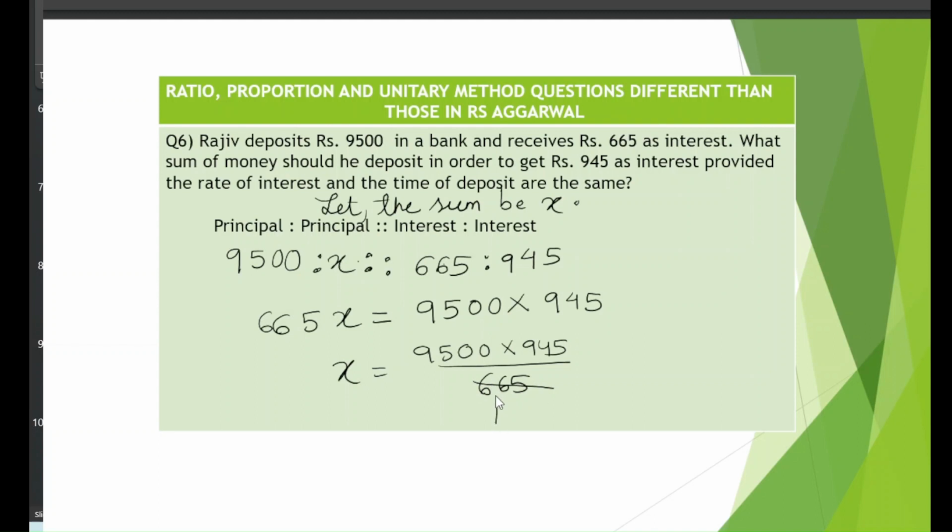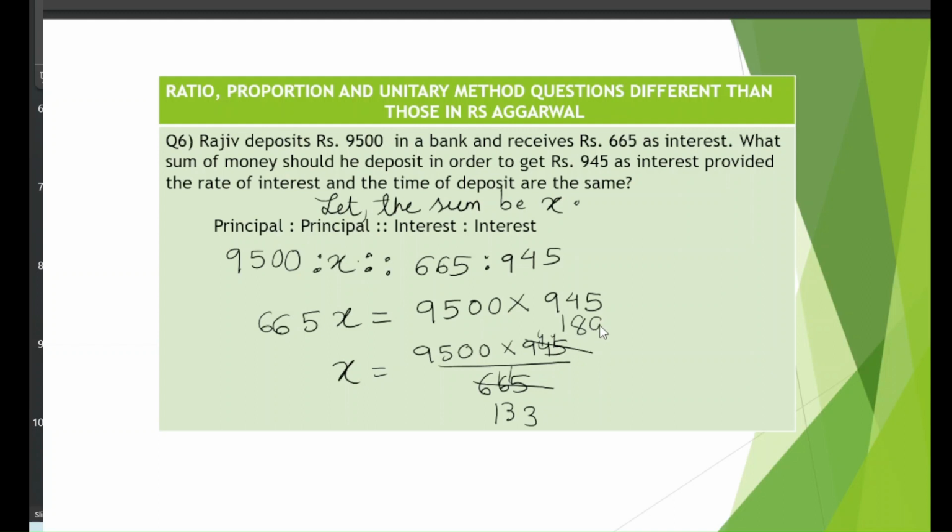5 ones are 5, 6 minus 5 is 1. So it becomes 16. So again 5 threes are 15. 16 minus 15 is 1. Again 15. So 5 threes are 15. Now again 5 ones are 5. 9 minus 5 is 4. It becomes 44. 5 eights are 40. 44 minus 40 is again 4.